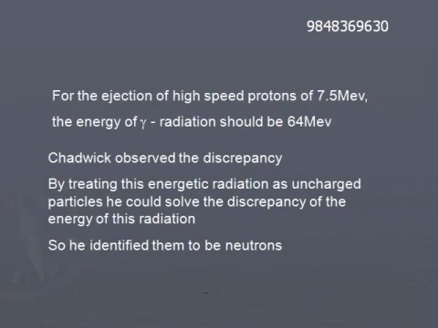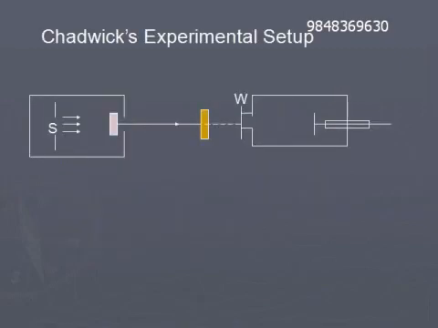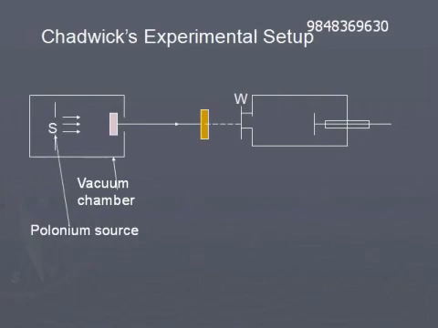Now let us pass on to the study of Chadwick's experiment. Chadwick's experimental setup consists of a vacuum chamber. Inside the vacuum chamber, at the left, a source of alpha particles, here polonium, is placed. It is named S. In front of this source, a slit is placed to obtain a beam of alpha particles. This beam will be incident on a block of beryllium, and thereafter neutrons will be emitted.